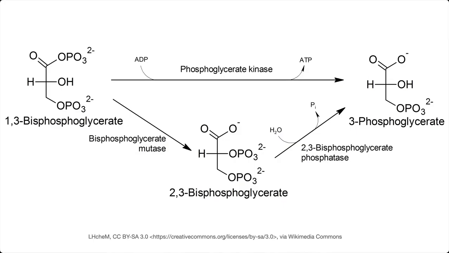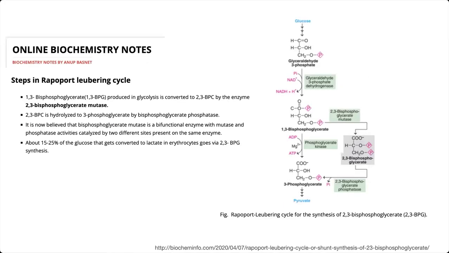You don't need to know this pathway. This pathway does have a name though, the Rapoport-Leubering Cycle. And it's energetically expensive because you bypass a step in glycolysis that would actually make ATP. And yet, about 15 to 25% of the glucose that gets converted to lactate in your erythrocytes, your red blood cells, actually goes via this 2,3-BPG synthesis.